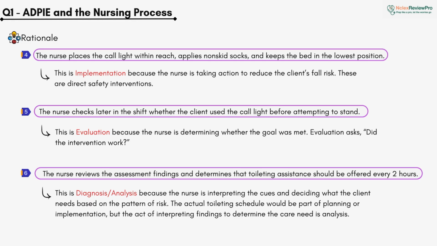Number 6 says, the nurse reviews the assessment findings and determines that toileting assistance should be offered every 2 hours. This is diagnosis or analysis. This one can be tricky. The nurse is not yet offering toileting assistance in this sentence. The nurse is reviewing the cues and deciding what the client needs. That thinking process is analysis. If the sentence said, the nurse offers toileting assistance every 2 hours, then that would be implementation. But here, the nurse is interpreting the findings and identifying a care need.